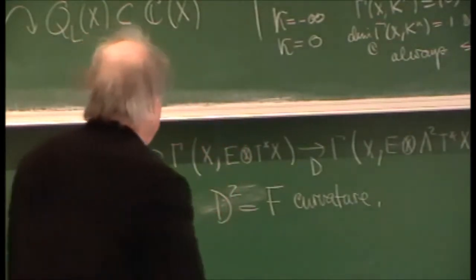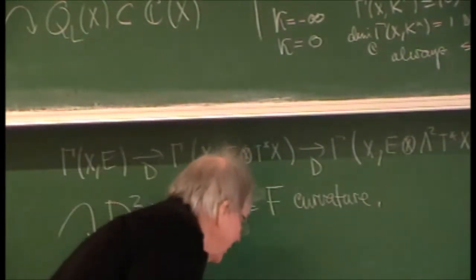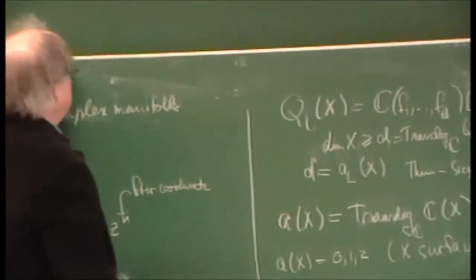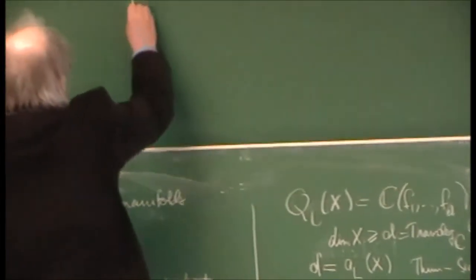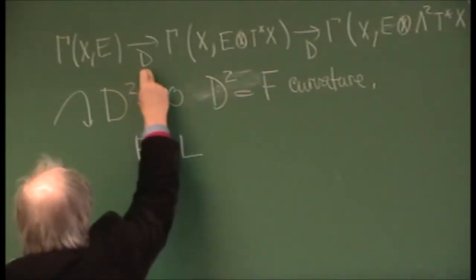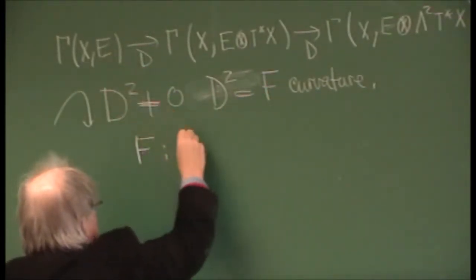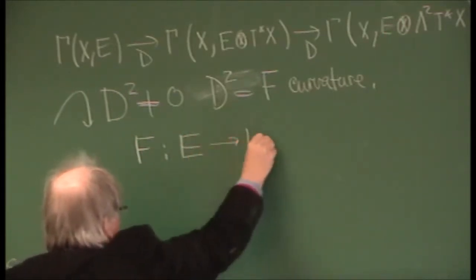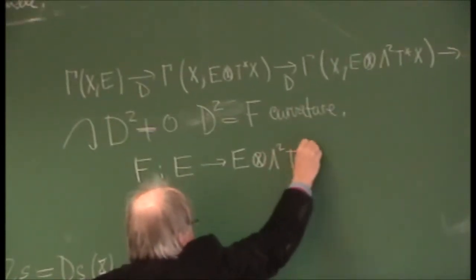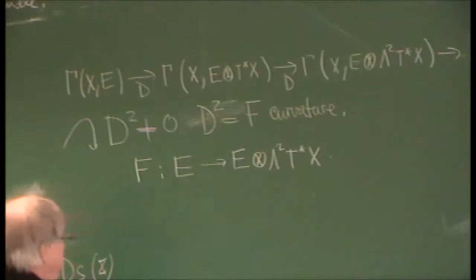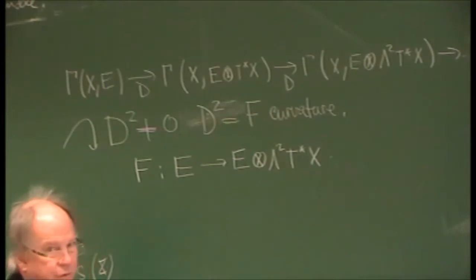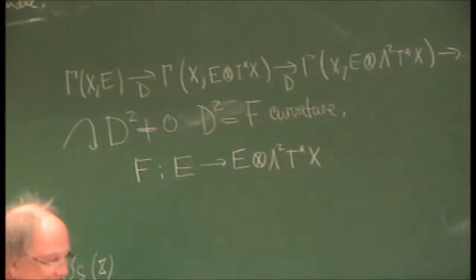Now you can imagine what this thing is. This is a vector bundle mapping. You prove that it's a vector bundle mapping, so we have F. It turns out not just at the level of sections. The initial differential operator is only at the level of sections, but this really is a vector bundle mapping from E to two-forms with values in E. So in local coordinates, it's a matrix. Right? It is a matrix.